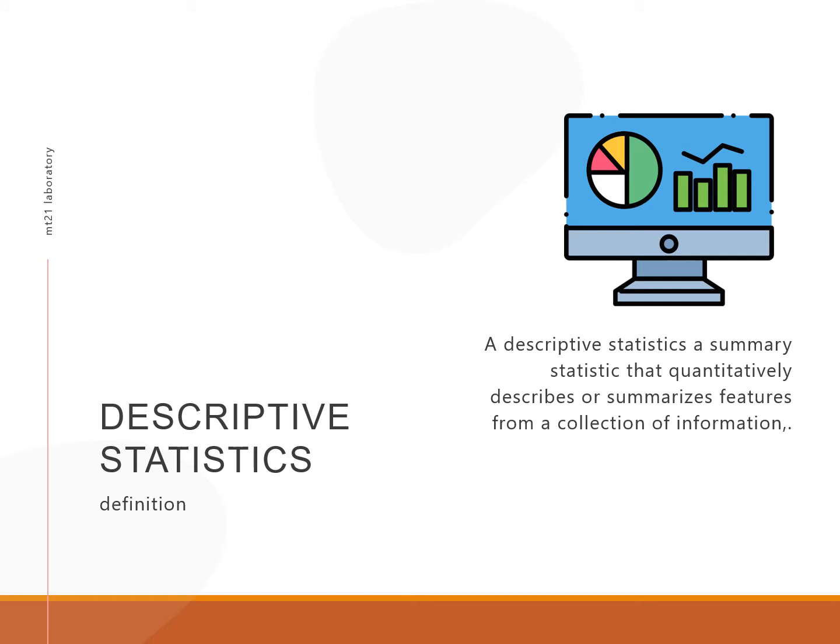Okay, so let's first define what descriptive statistics is. Descriptive statistics is defined as a summary statistic that quantitatively describes or summarizes features from a collection of information. Unlike other statistical analyses such as correlation, ANOVA, or chi-square, descriptive statistics does not need a decision. It will not help in deciding whether to reject or accept the null hypothesis.